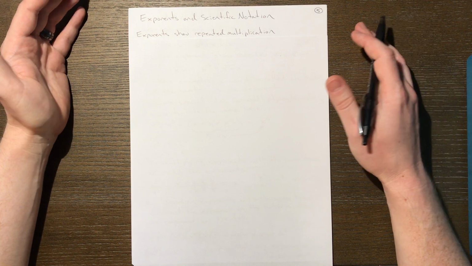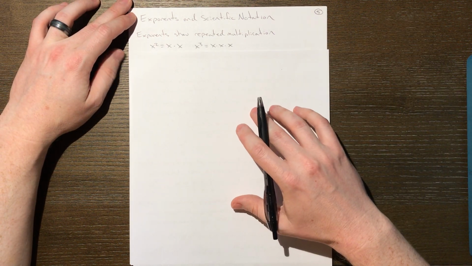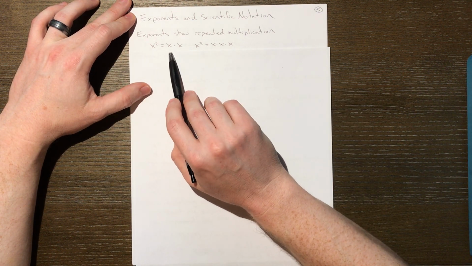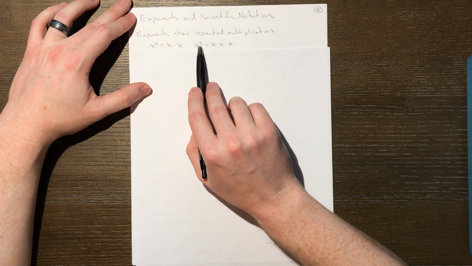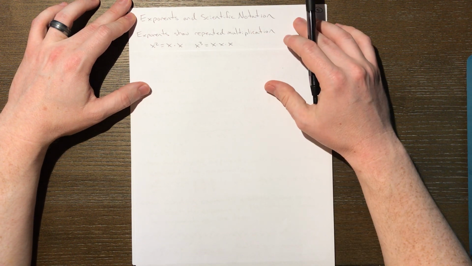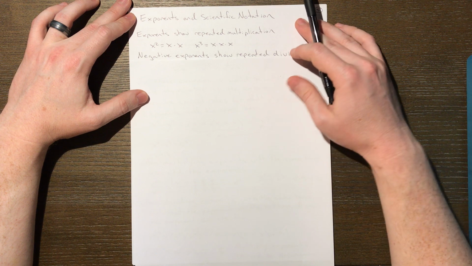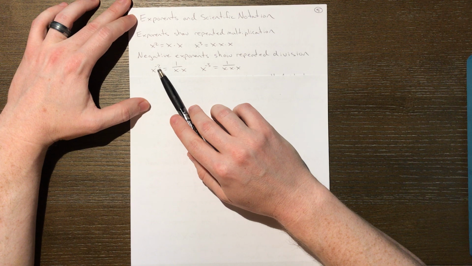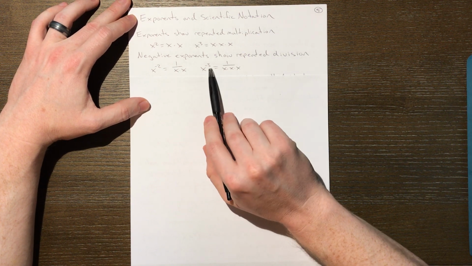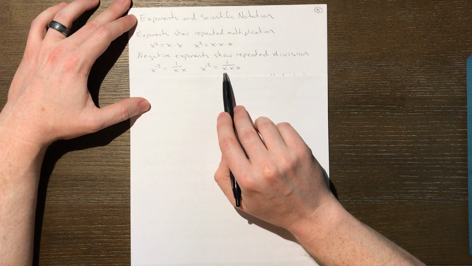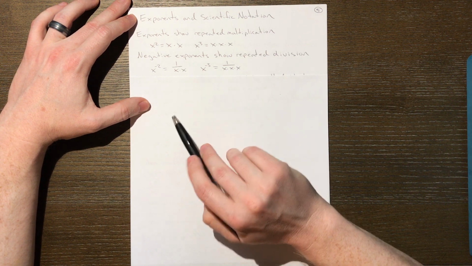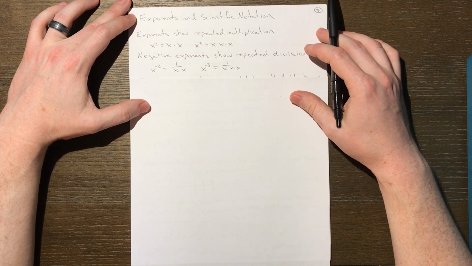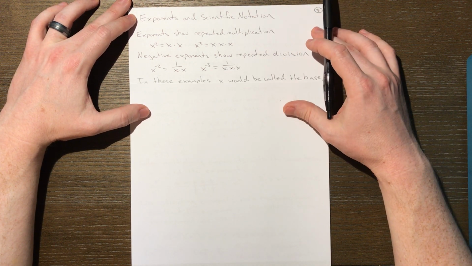Exponents are used to show repeated multiplication. So if you have something like x squared, it means two x's, x times x. X cubed, or x to the third power, x times x times x. Repeated multiplication. Negative exponents show repeated division. So if you have x to the minus 2, it means divide by x twice. Or x to the minus 3 means divide by x 3 times. Or 1 over x times x, 1 over x times x times x. That's the basic way that we represent numbers with exponents.